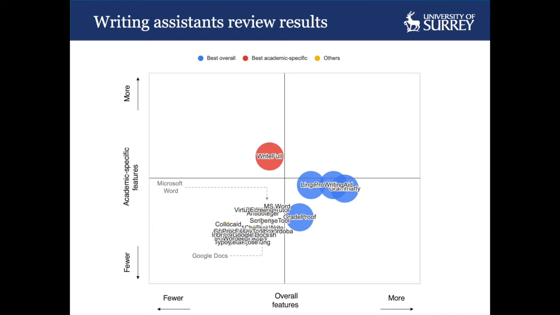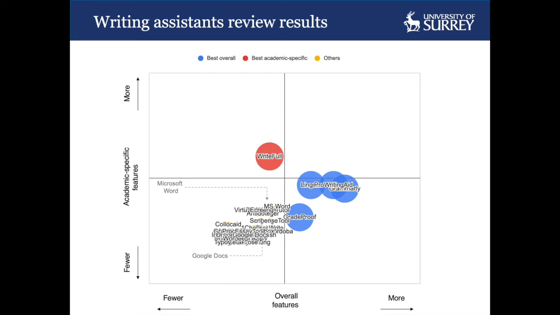To build this analysis, each assistant was assigned a score for overall features and a score for academic-specific features. The overall score was calculated by dividing the available features in each assistant by the total number of features. The academic-specific score was calculated by dividing the number of academic-specific features available in each assistant by the total number of academic-specific features.